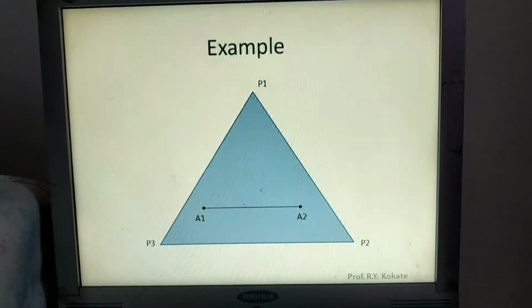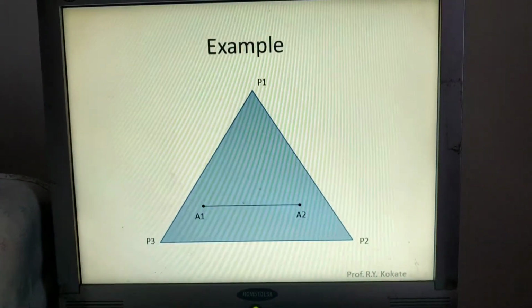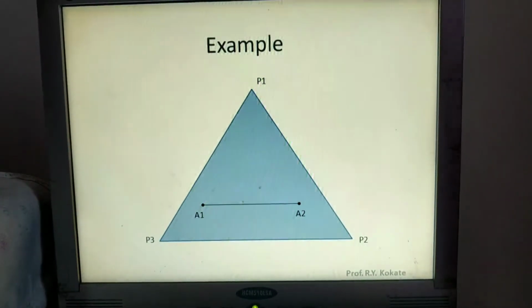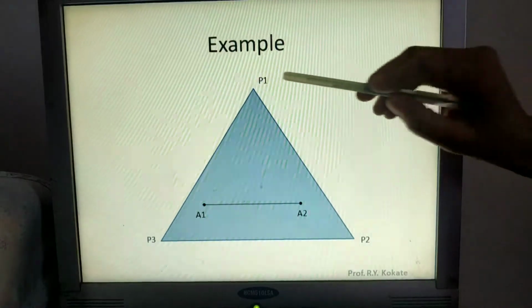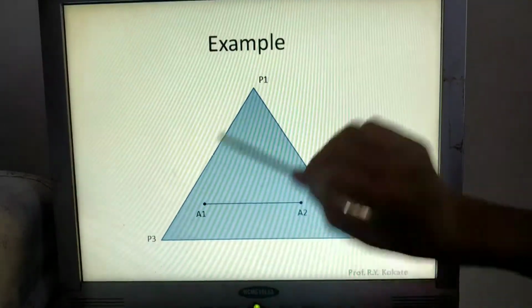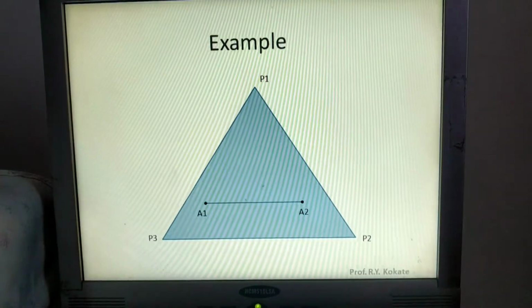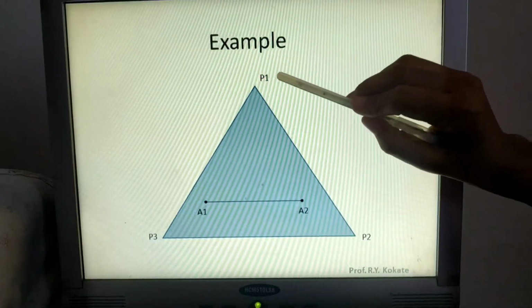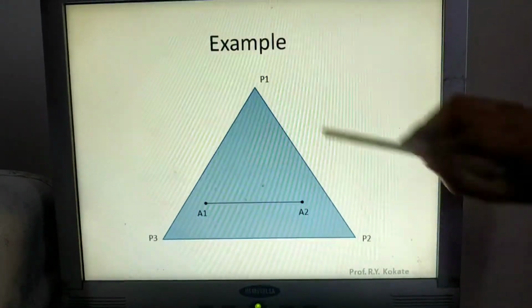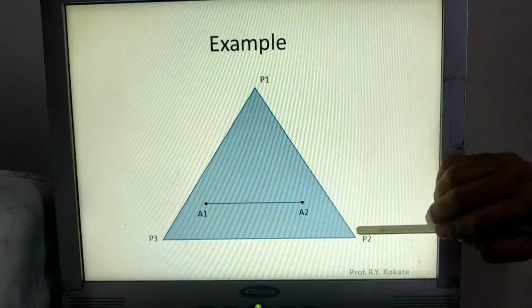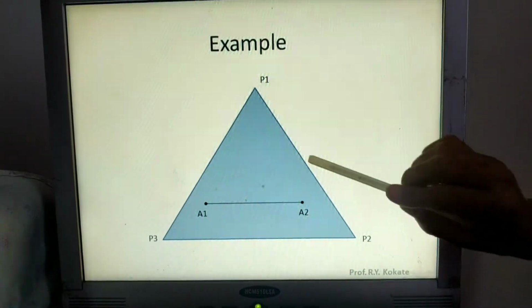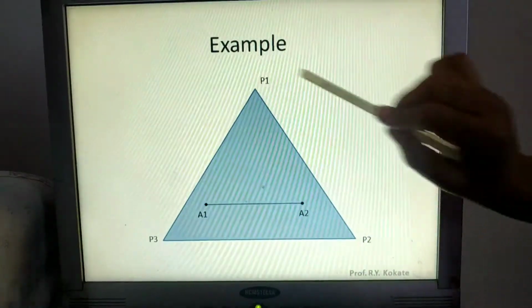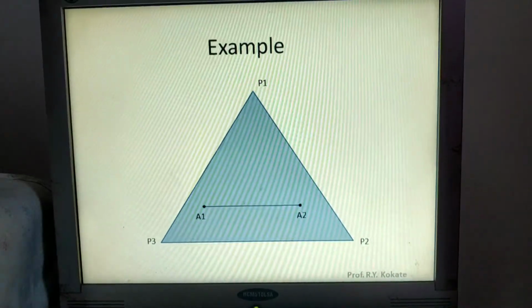Now we will see the example. In this example, there are 3 points or 3 vertices, P1, P2, P3. All these are the vertices. And if we connect P1 and P2, then it will form an edge. There are 3 edges, first, second and third. That's why it is an example of polygon.